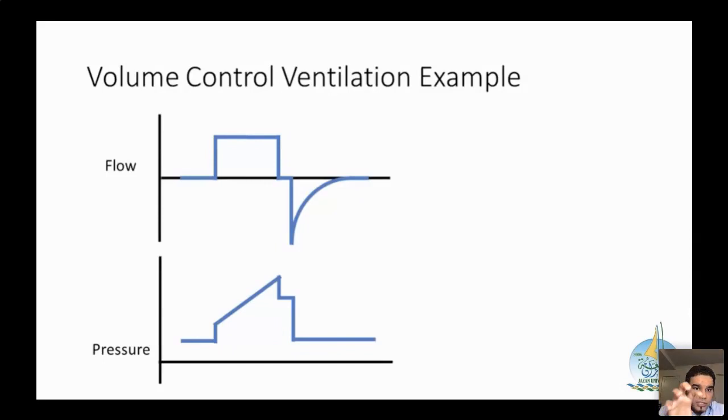So let's talk mostly about volume controlled ventilation. These are the flow and pressure waveforms for an example of volume controlled ventilation. As you can see here, during the inspiratory flow, it's held constant, because as I said before, in volume control, the thing we hold constant is the flow. At the end of inspiratory flow, it's briefly held at zero. The reason it's held at zero is to calculate what we talked about in the previous slide, which is the plateau pressure.